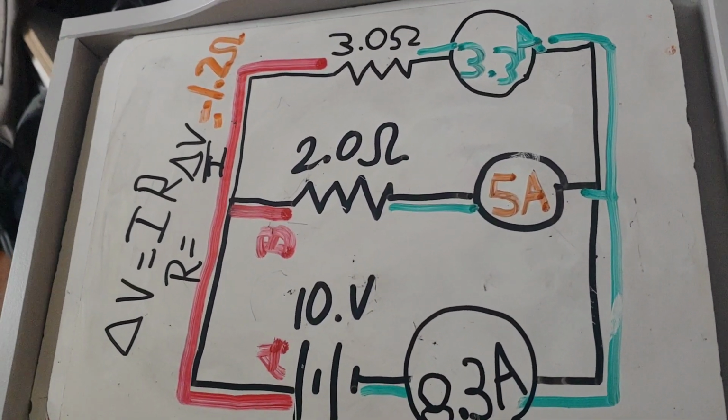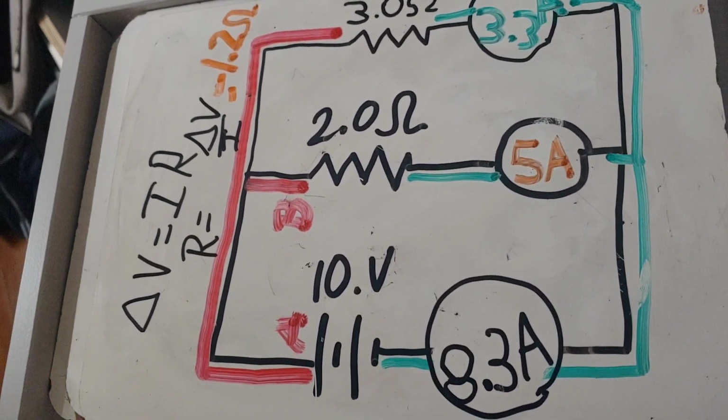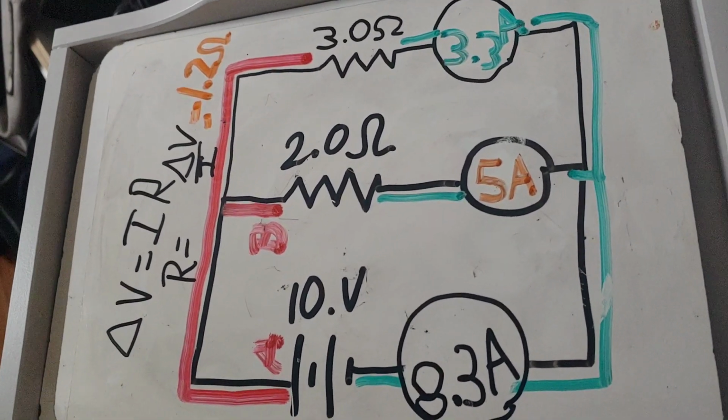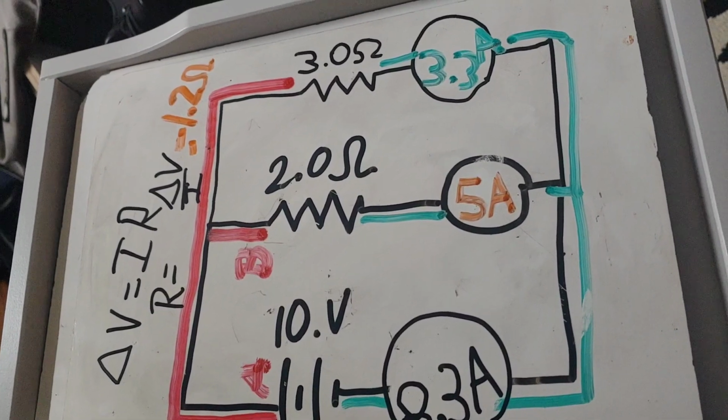Now this may seem strange. We added a 3 ohm resistor to a 2 ohm resistor and got less than 2 ohms. In our next segment, we're going to talk about how that actually works. And it actually makes a lot more sense than it might sound at first.